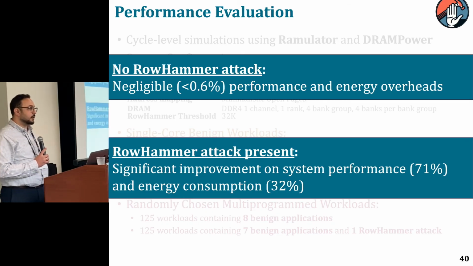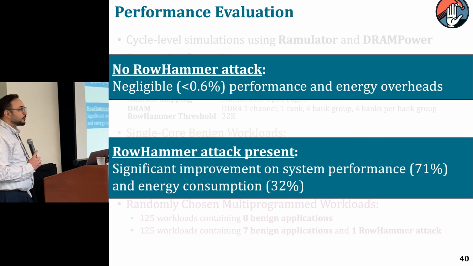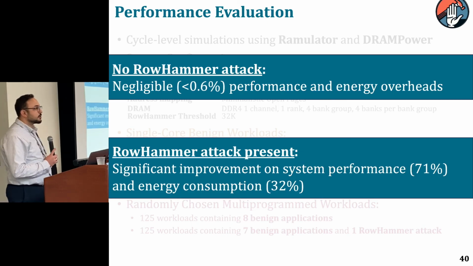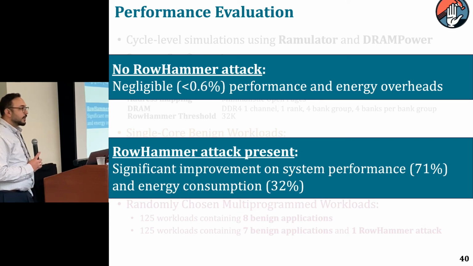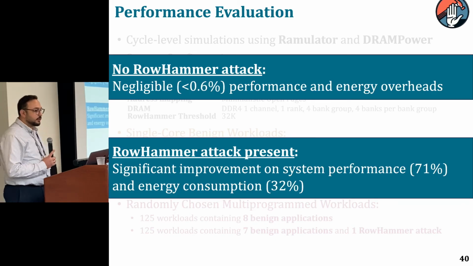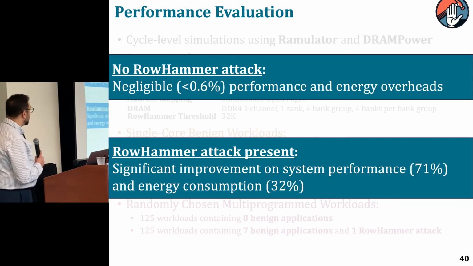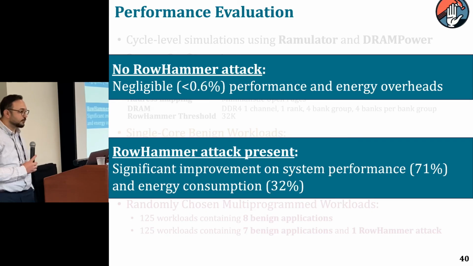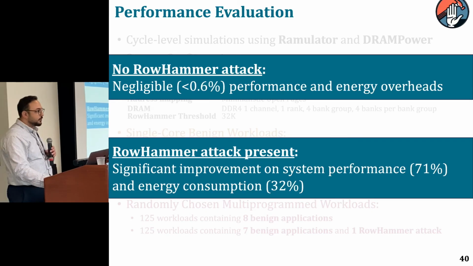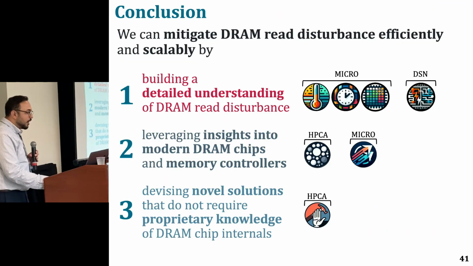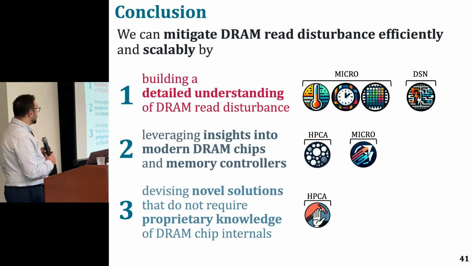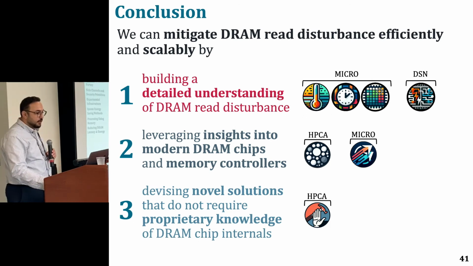And when there is an attack, what we do is basically throttle the accesses of the attack, so it slows down the attack a lot. That opens up some memory bandwidth for the concurrently running benign applications, and by doing so, it can improve the system throughput and improve the energy efficiency as well. So this concludes all the contributions in my thesis.